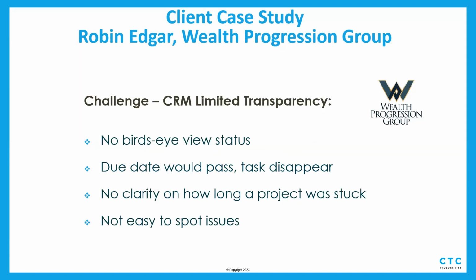And they had explored their CRM tool to see if there's any way it could help improve their ability to look at all the customer activities. But what they found is it had limited transparency. What that means is there wasn't really an easy way to look at a bird's eye view of the status of all the activity going on with their customers. Due dates would pass, and it was not very clear that it was past. It would disappear from sight. There was no clarity that a project maybe had been stuck for a while, and it just wasn't easy to spot issues using their CRM.